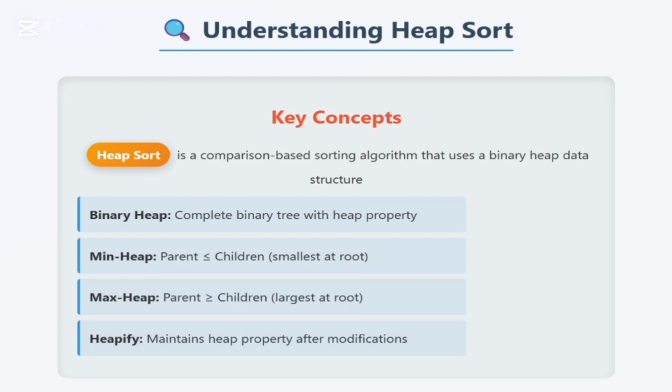In min heap, the parent is always smaller than or equal to the children, so the smallest element stays at the root. In max heap, the parent is larger than or equal to the children, keeping the largest element at the root. The process of heapify is used to maintain the heap structure after any changes or modification, like inserting or removing elements. These concepts form the base of how our algorithm works behind the scene.